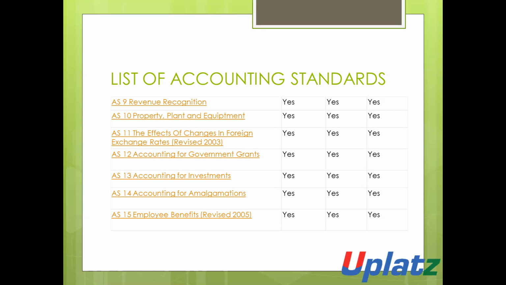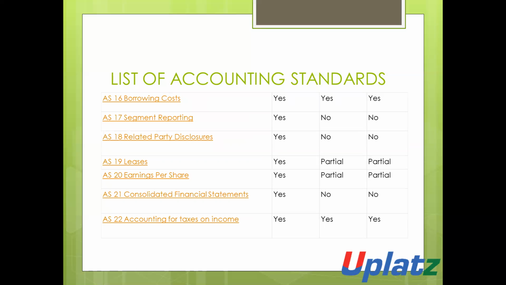AS15, Employee Benefits. AS15 is applicable on all the enterprises, whether it is Level 1, Level 2 or Level 3 enterprises. AS16, Borrowing Costs. AS16 is applicable on Level 1 enterprises, Level 2 enterprises, as well as on Level 3 enterprises. AS17, Segment Reporting.